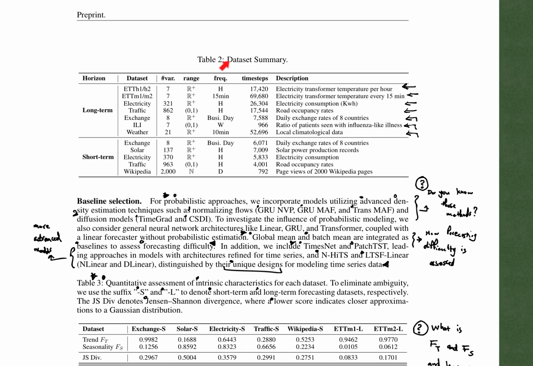Note that table 2 also signifies the summary of these datasets. So you have long-term and short-term datasets. From each you have these different categories. You can see the number of variants, you can see the range, you can see the frequency, the time steps in each one of them, and the description. So you have electricity, transformer, temperature per hour, and these datasets, and you have these datasets for the short-term horizons.